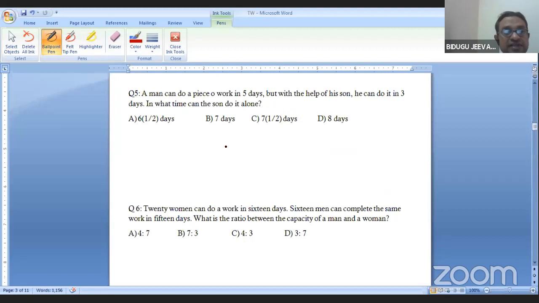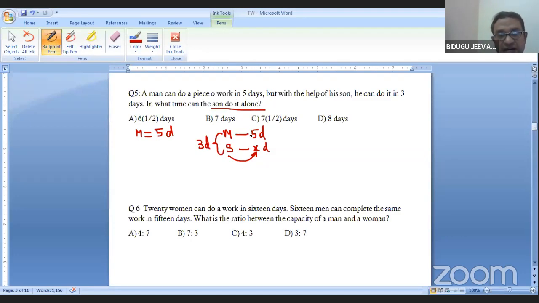A man can do a work in 5 days. But with the help of his son, he can do it in 3 days. See, the man's capacity is given as 5 days. The son has also come. Now with his help, how many days do they finish the work? 3 days. I cannot write 3 days. See, both worked together for 3 days and they completed the work. But we do not know the capacity of the son. X days. In what time does the son do it alone? That's my requirement, X.